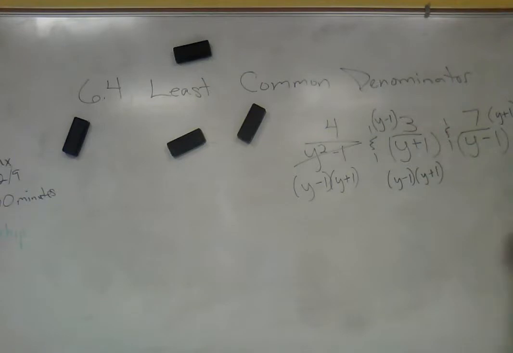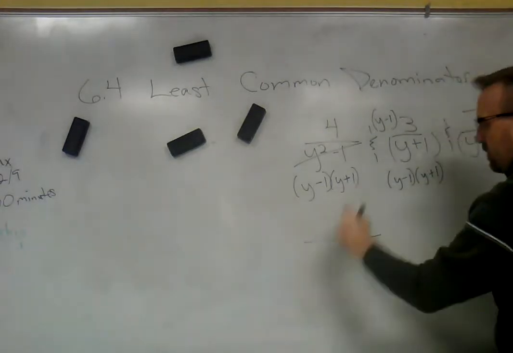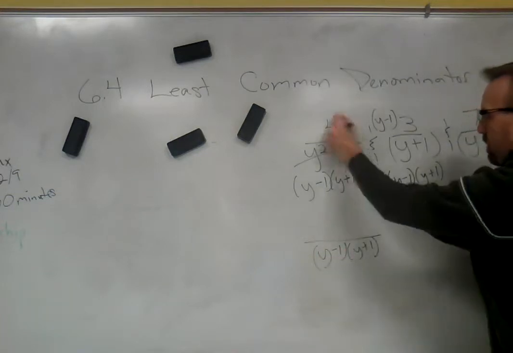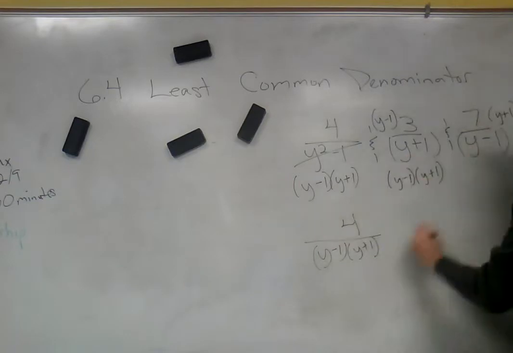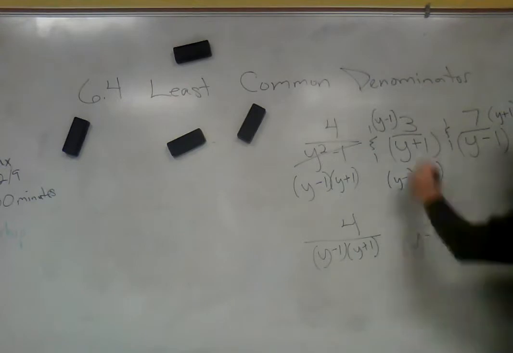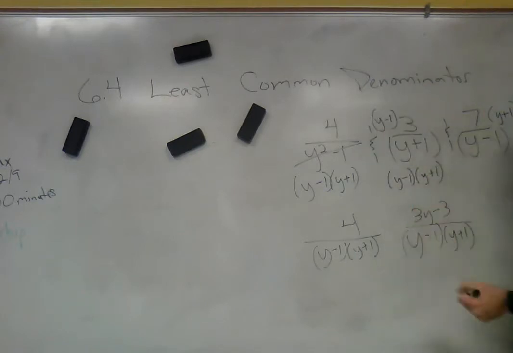Okay. So now let's rewrite them as 3 fractions. This one's already y minus 1, y plus 1. So we just bring down our 4. This one, we said multiply by y minus 1. So we get 3y minus 3. This one, we said multiply by y plus 1, so it's 7y plus 7. So these would be our 3 new fractions, and then we could either add or subtract or go on from there.